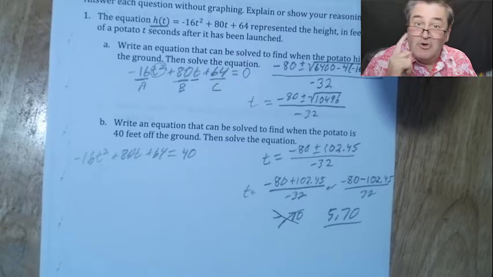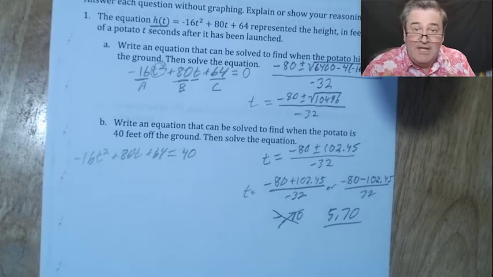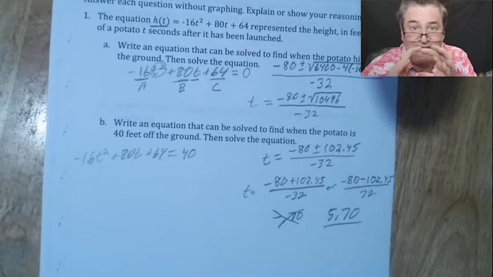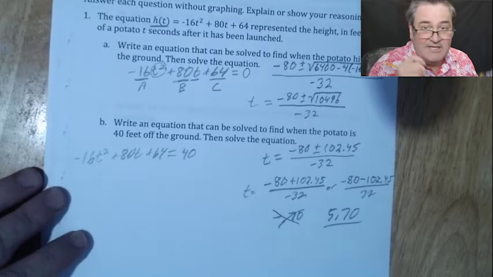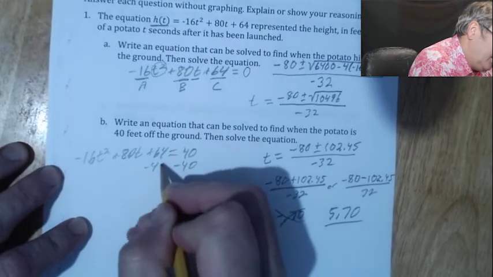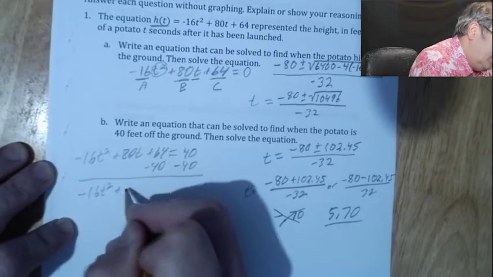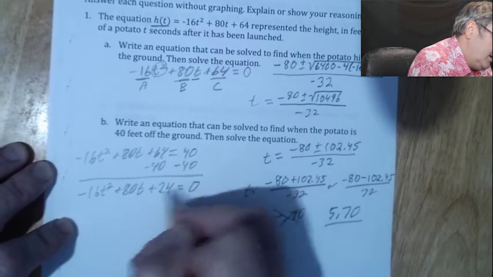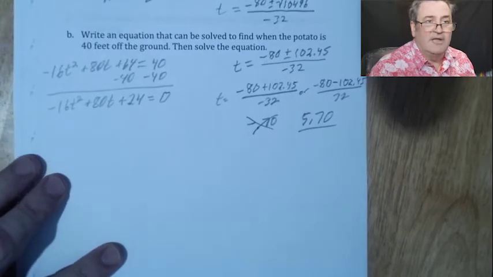Not quite. Quadratic formula will solve every quadratic equation, but the equation has to be ax squared plus bx plus c equals 0. Ours is not equal to 0. But we can make it equal to 0 real easily. Then we can use the quadratic formula. Subtract 40 from the right side. So we got negative 16t squared plus 80t plus 24 equals 0. Perfect. Now we are ready for the quadratic formula.